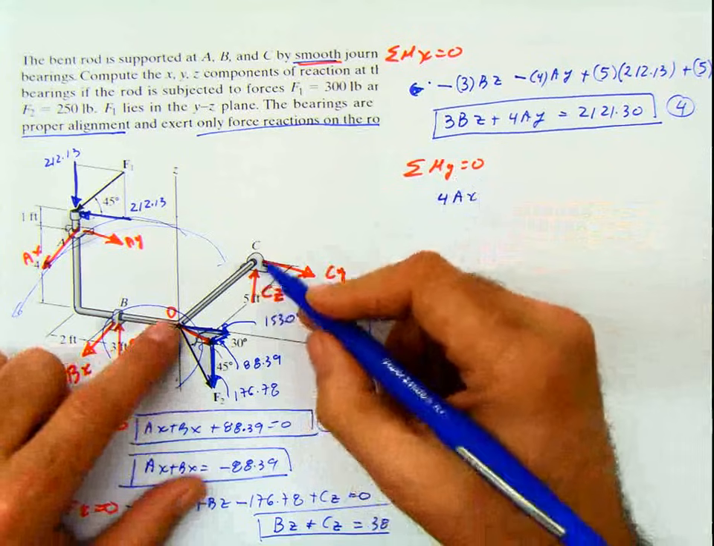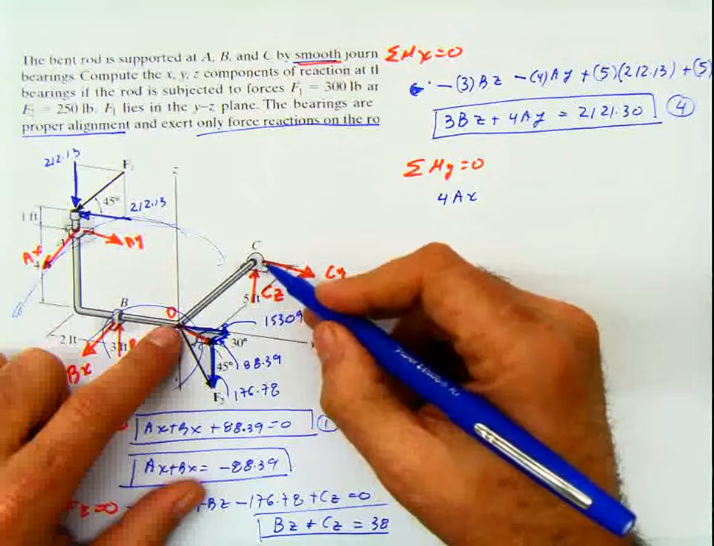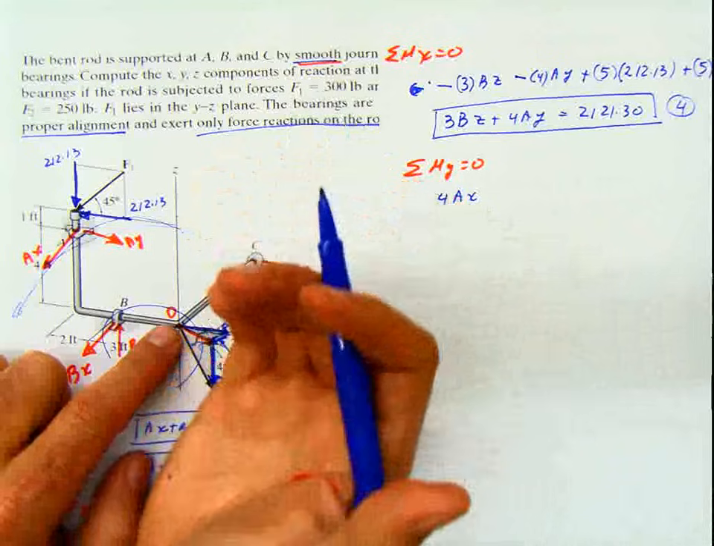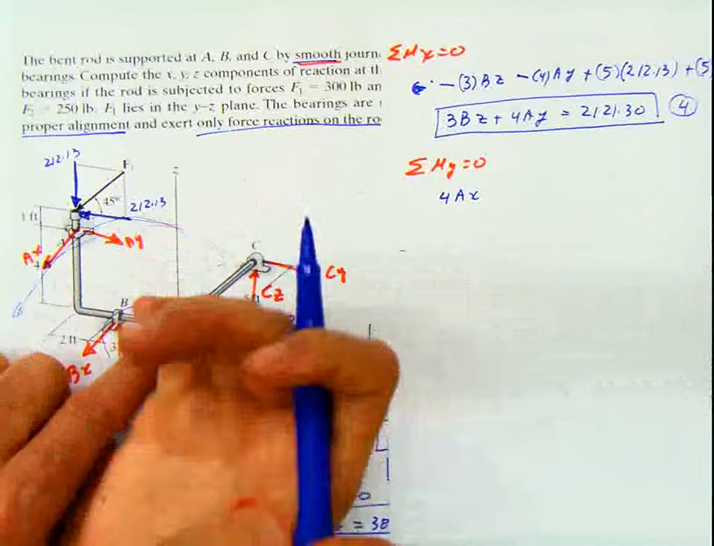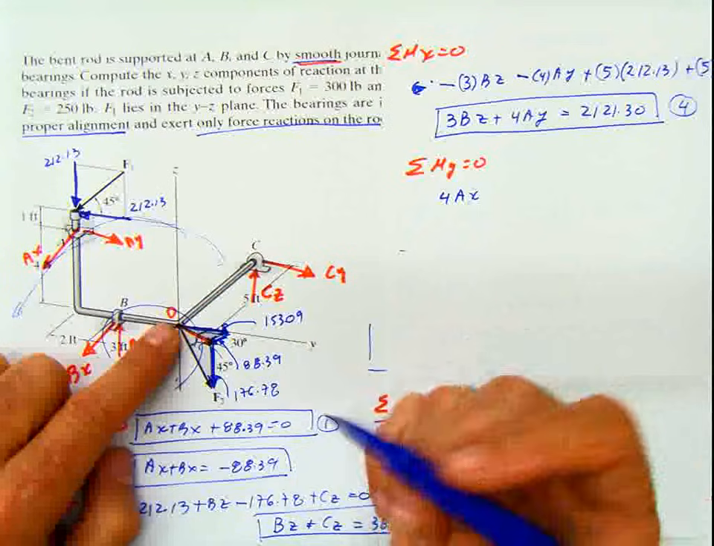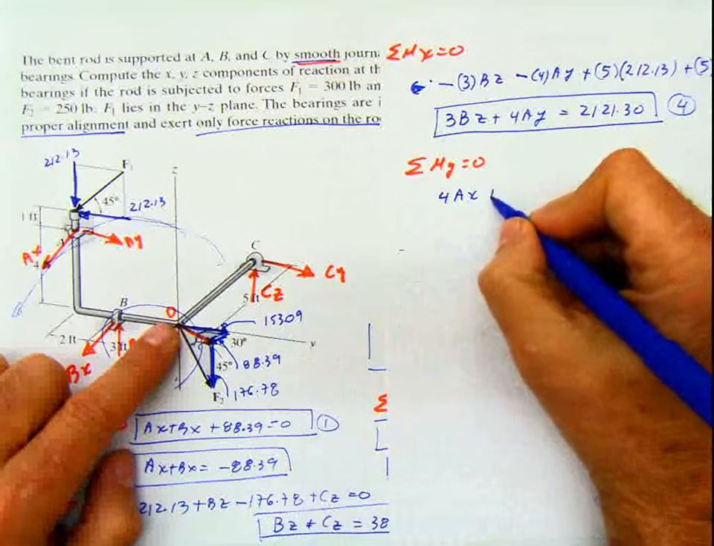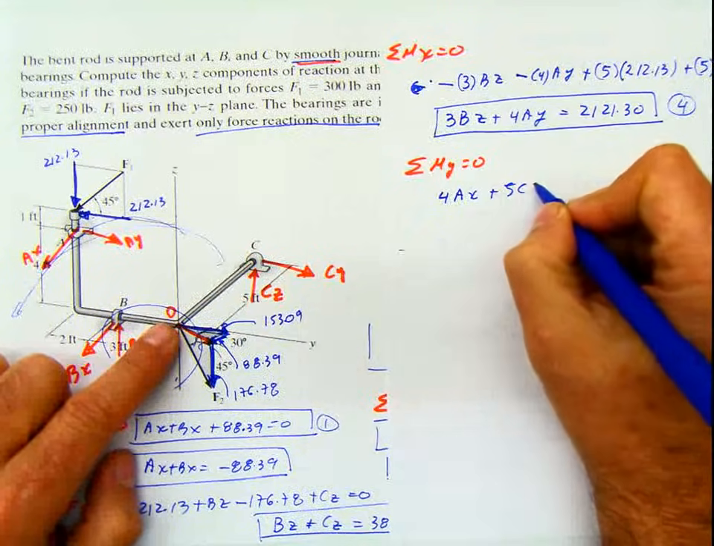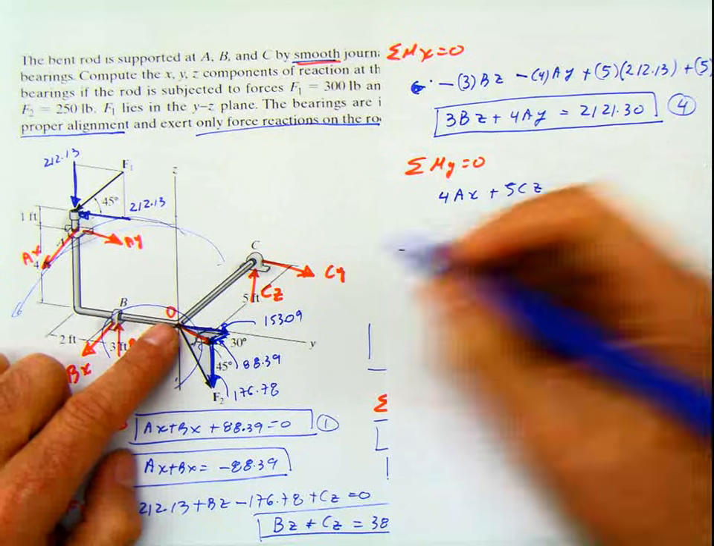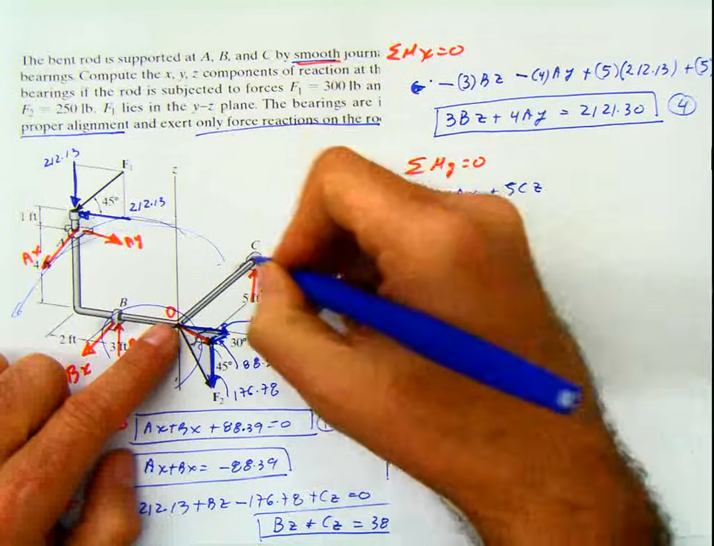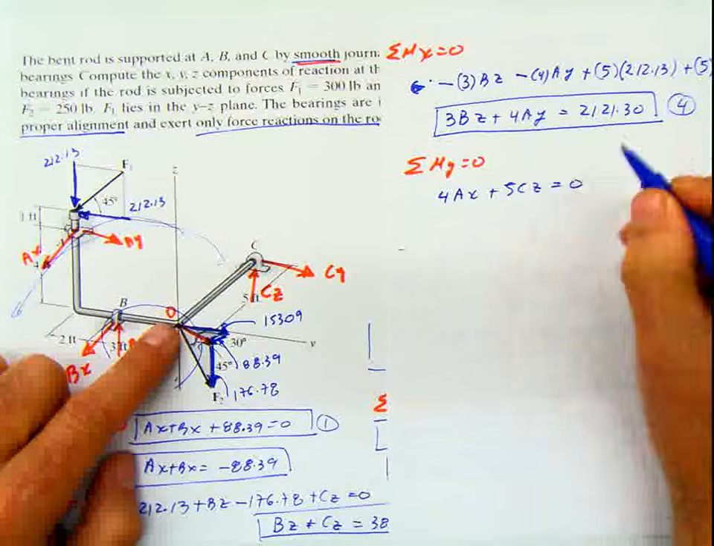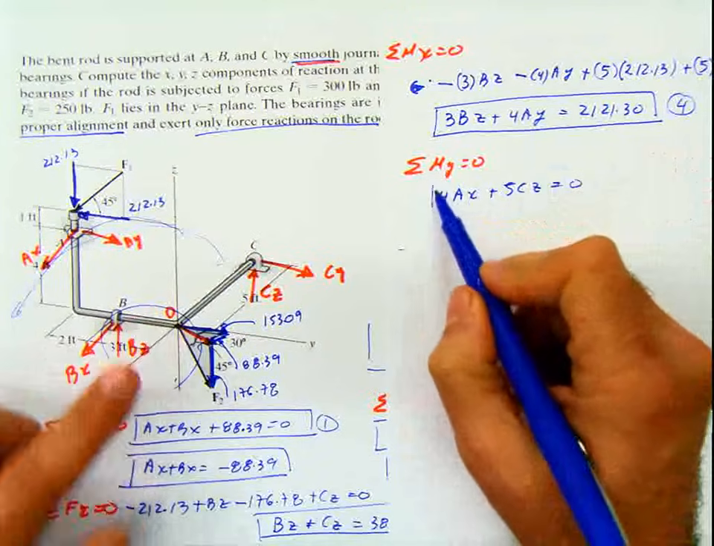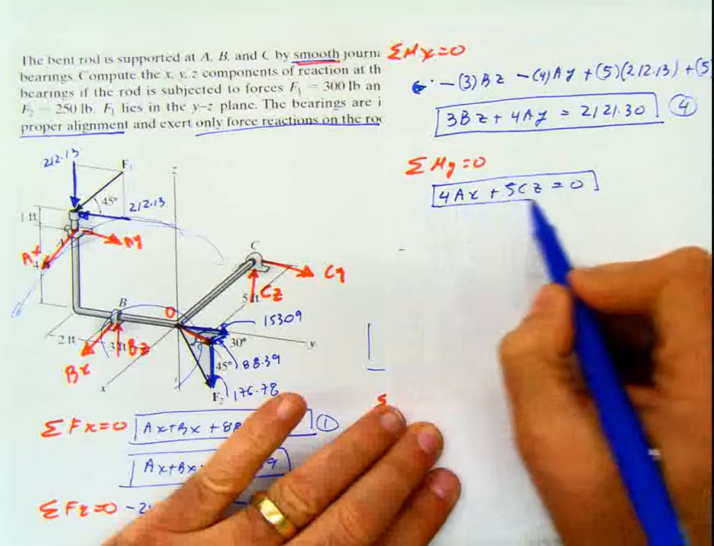What about this one? CZ, if I push it up, is going to rotate in this direction, which is about y. That's correct. So that's going to be positive 5CZ. And what about this force? This force is just producing rotation about C. So there's nothing else, equals 0. That's your fifth equation.